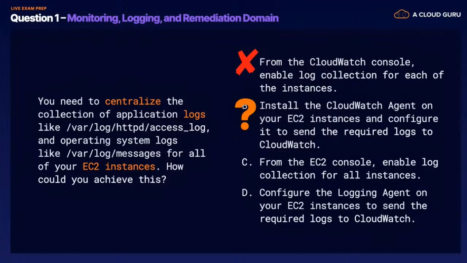Answer C, from the EC2 console, enable log collection. Once again, it's not possible to enable this from inside the console, not even from the EC2 console. So for that reason, that's a no. And then answer D, configure the logging agent. Well, there is no logging agent that can send logs to CloudWatch. It doesn't exist on EC2 instances. It sounds about right, but it's not the correct answer. So for that reason, I'm going to go for the CloudWatch agent, and that is the correct answer. Everyone who got answer B, well done. That's a nice, easy one to warm you up. Good job, everybody.